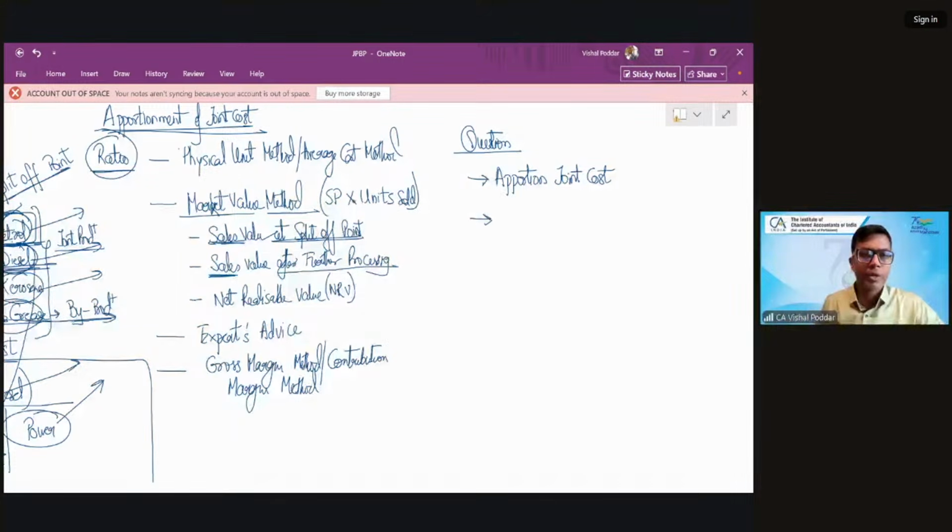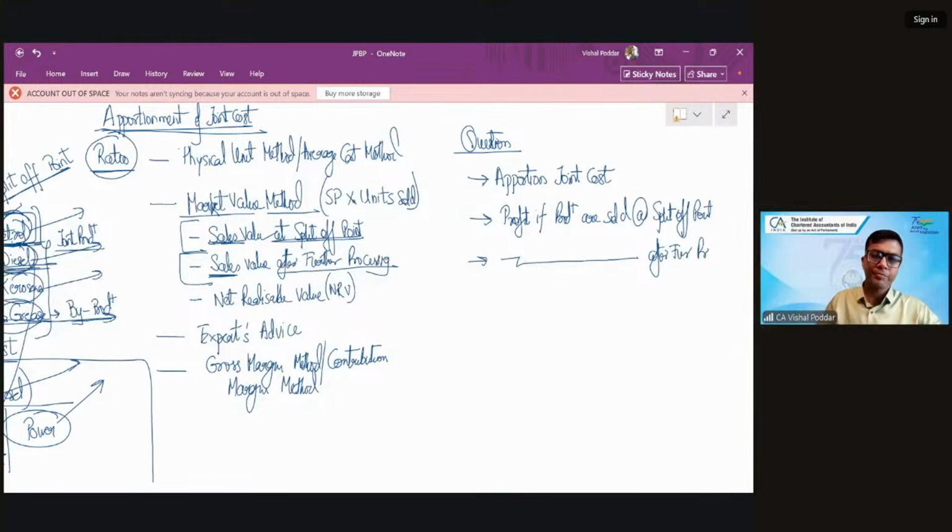Second question, now since you can sell it here also or you can sell it here also, so there are two possibilities of sale. So they will ask you to find out profit if you are selling the products at split off point. Similarly, profits if products are sold after further processing. So first question, divide the joint cost. Second question is find out profit under both the possibilities.